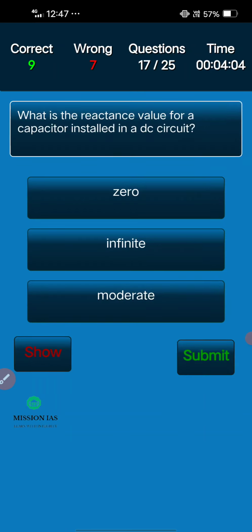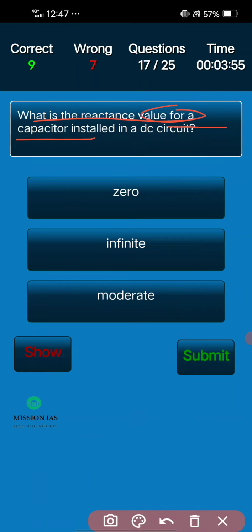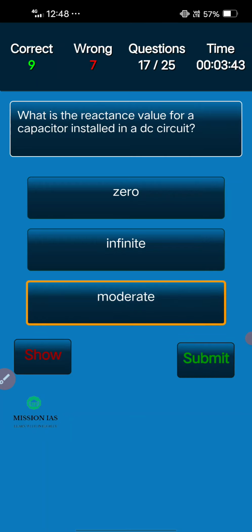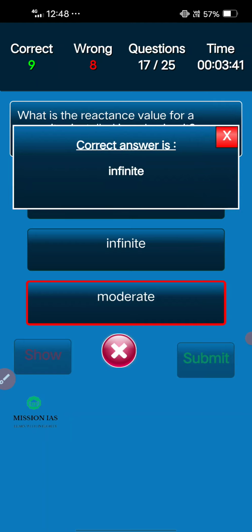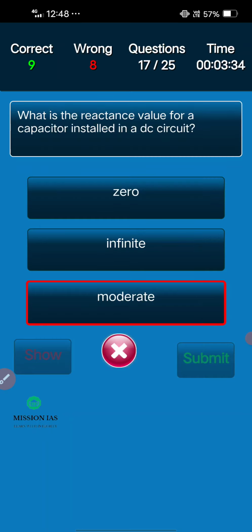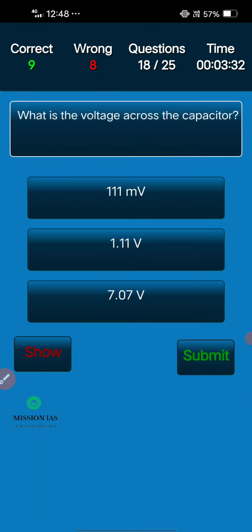So then, what is the reactance value for a capacitor installed in a DC circuit? What is the reactance value in a DC circuit? Or we can say, what is the reactance value of a capacitor in a DC circuit? Whether it is zero, infinite or moderate. It is infinite. Okay, forgive me for the wrong answers. So usually it is infinite.